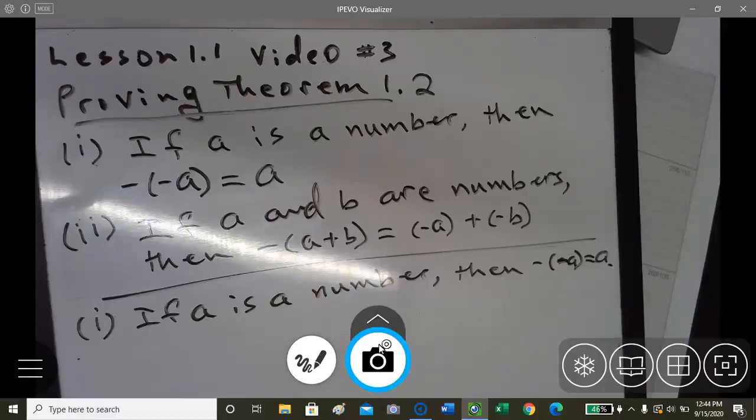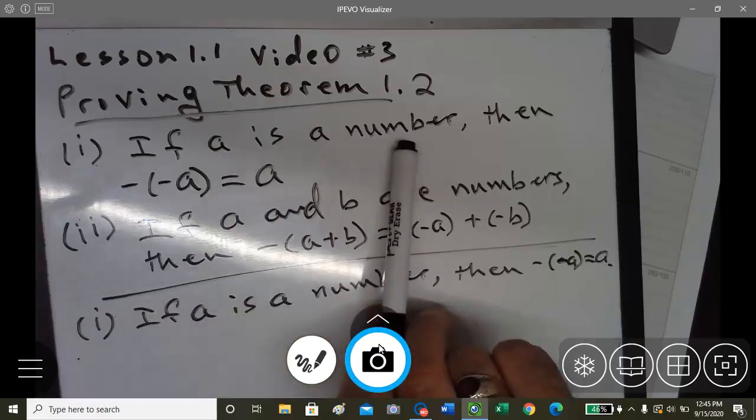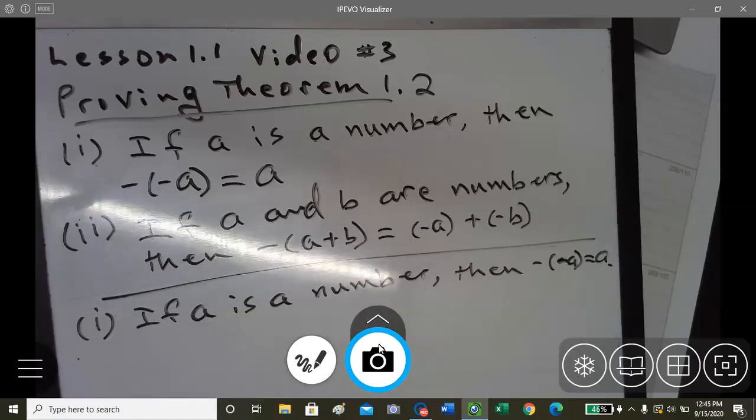Number 3, proving theorem 1.2. Here, with theorem 1.2, this theorem establishes the familiar properties of negative numbers. Basically it states: if a is a number, then minus a negative a equals a. Well, we know that, but we're going to go ahead and prove it.